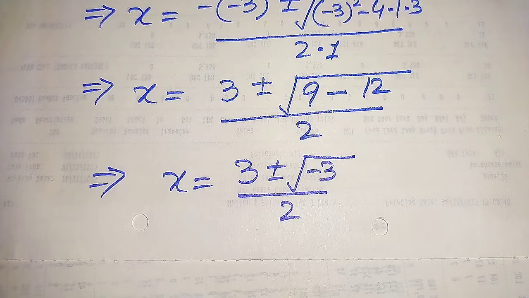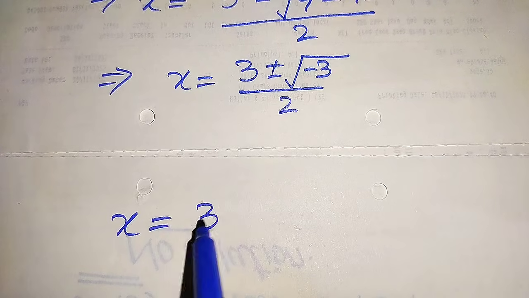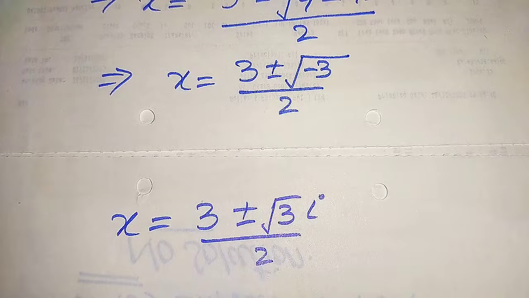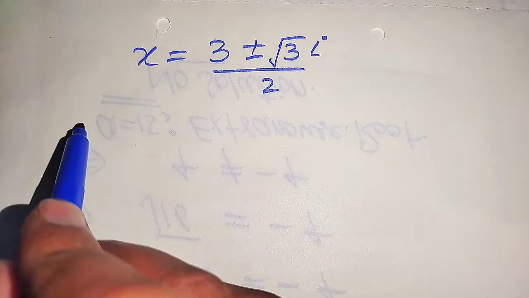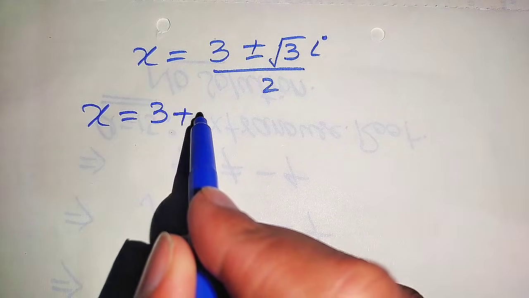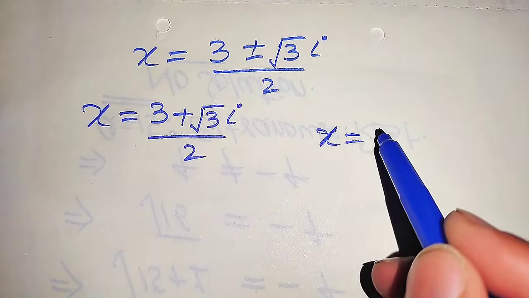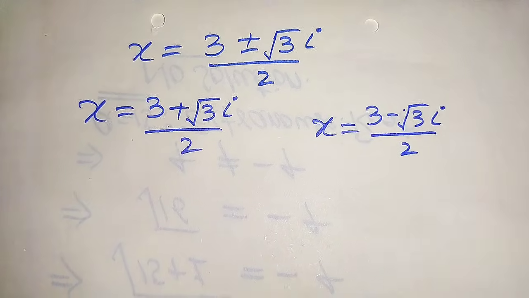In the next step you see that the negative sign appears inside the square root, so it becomes iota, and we get the values of x equals 3 plus minus square root of 3 iota, divided by 2. So these are the two values of x. For these values of x we need to find the corresponding values of y. On this side we take x equals 3 plus square root of 3 iota divided by 2, and here we take x equals 3 minus square root of 3 iota divided by 2.